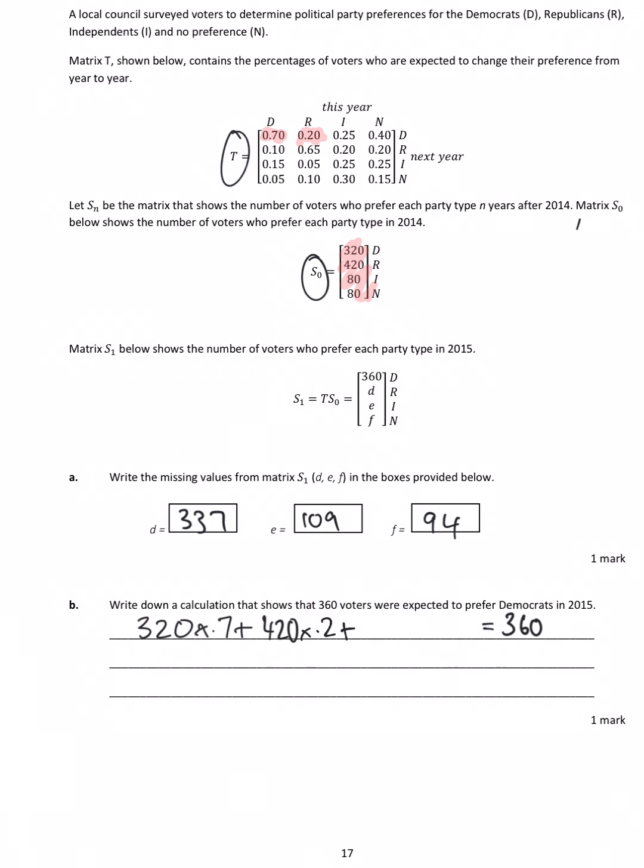Okay, the Independents were 80 people. And that percentage, you're just following along the row. It's 25%. Plus, might run out of room. But no preference was 80. I'll just write it below.